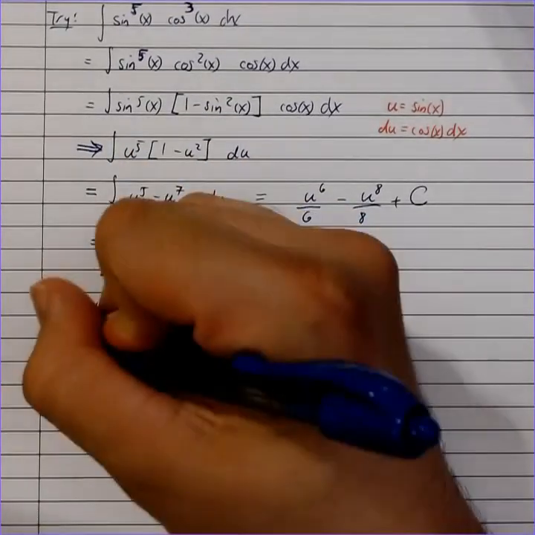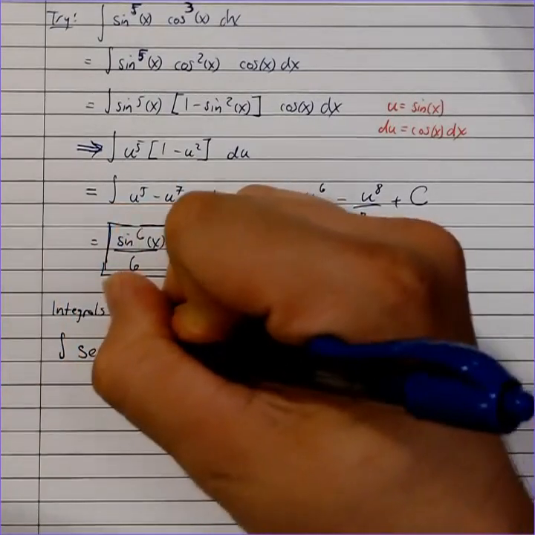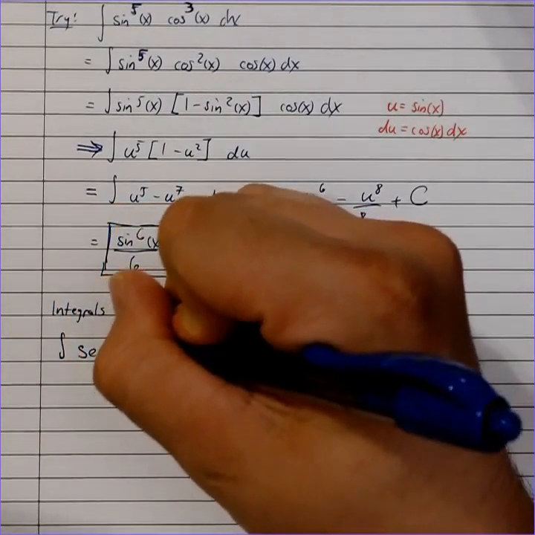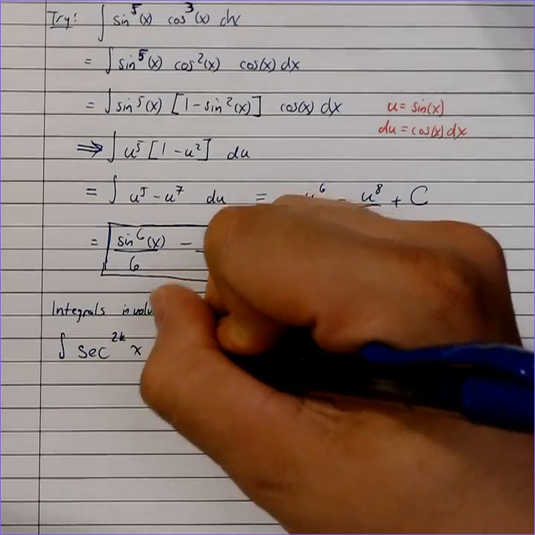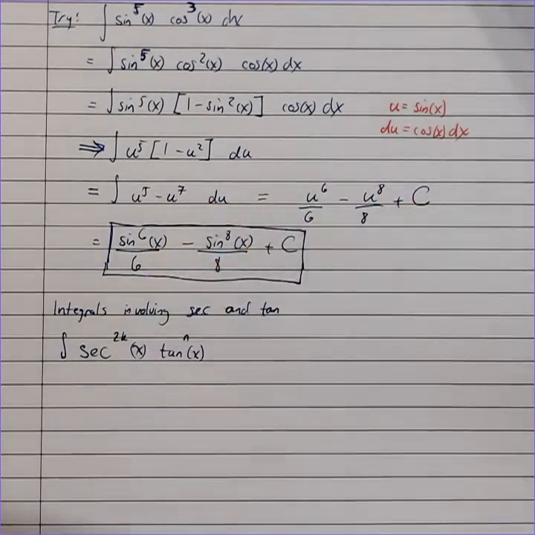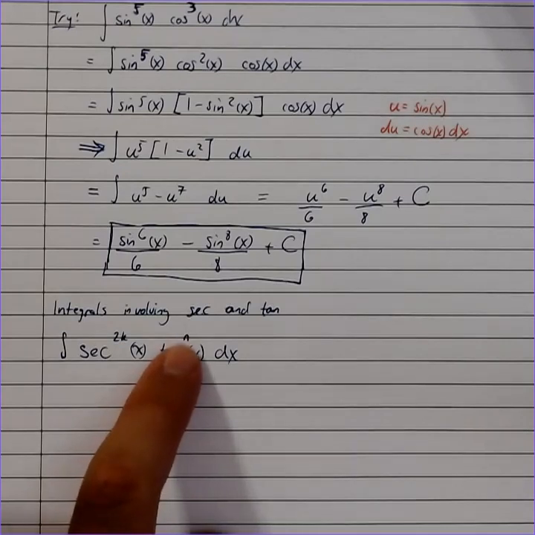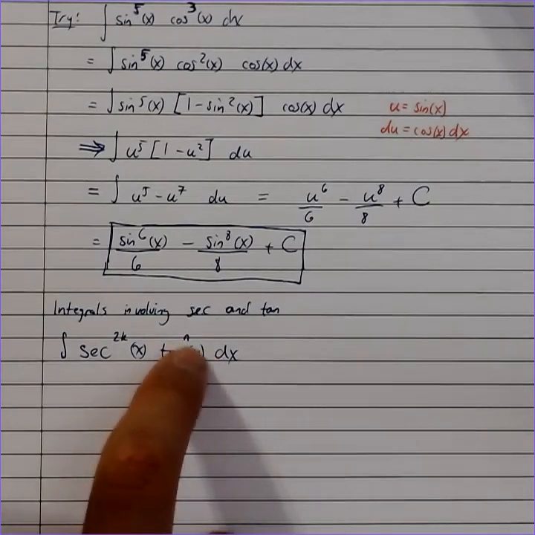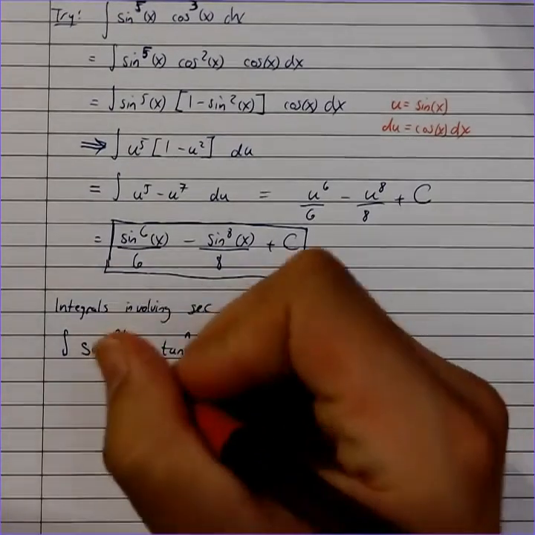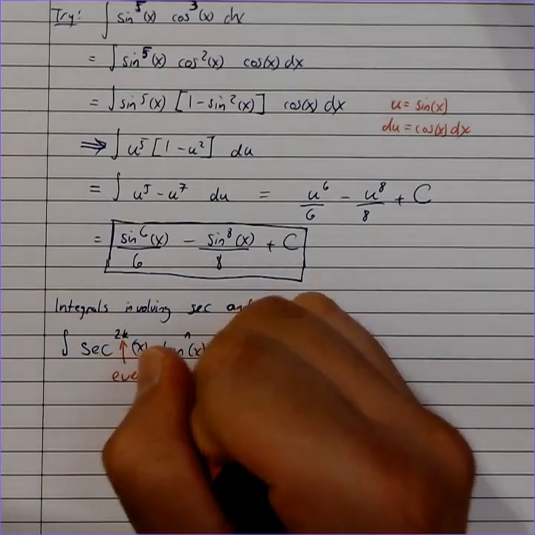All right, so the first case, we're going to take something that looks like this. The integral of secant to the 2k of x times tangent to the power n of x dx. So here, we don't really care what the power of tangent is, just some power, right? Power 1, 2, 3, 4, 5, or even power 0, that's fine. What matters for this first case is that secant should have an even power.